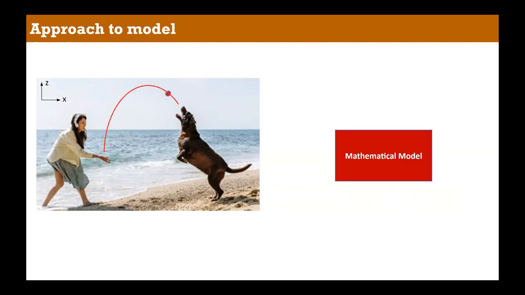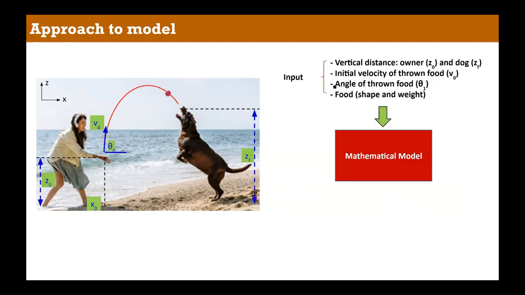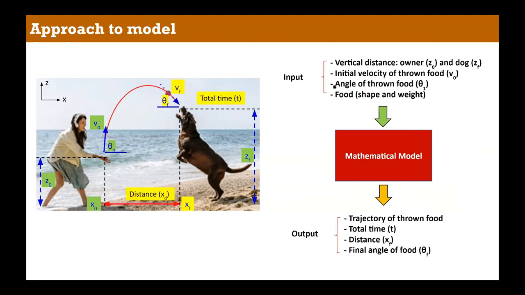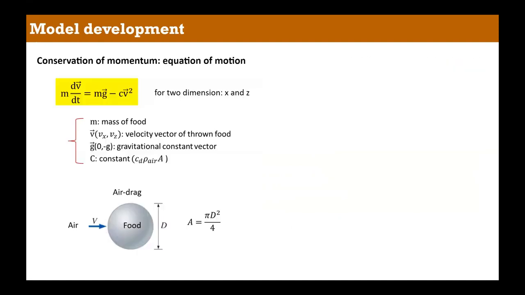So our approach to the mathematical model was that we had some input, namely the vertical distance of the owner and the dog, the initial velocity at which the food was thrown, the initial angle, and the shape and weight of the food. We needed that input to go through the model and give us the trajectory of the thrown food, the total time, distance, and the final angle of food.